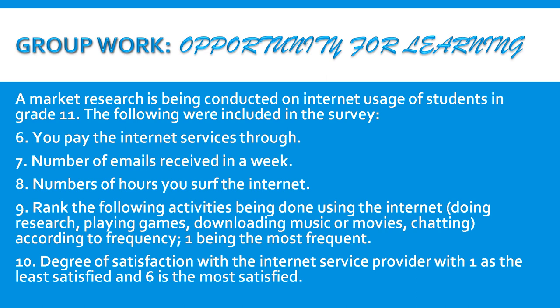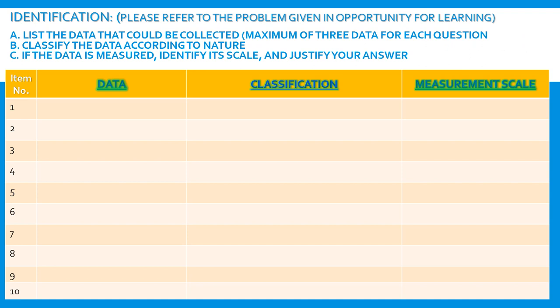Okay, this is just a continuation of your group work. This is also a continuation of the problem given in opportunity for learning. I want you to identify the list of data that could be collected, maximum of 3 data for each question, then classify the data according to nature. And then if the data is measured, identify its scale and justify your answer. A simple justification will do. One sentence to two sentences only. Okay.